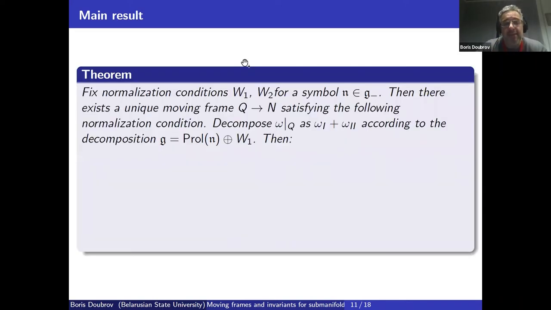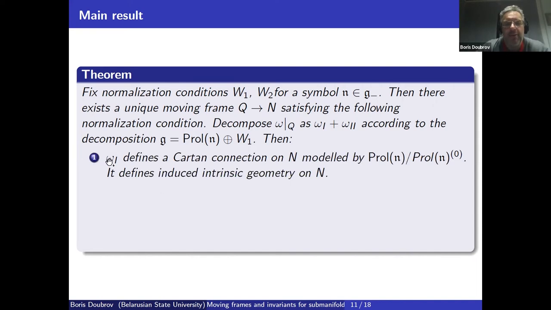So then if you fix these two normalization conditions, we do have a unique moving frame. And how do we now relate the moving frame to these two subspaces W1 and W2? To define normalization conditions, we first of all want to decompose omega into two parts according to the first normalization condition. So we are looking for a certain moving frame. I haven't yet defined what it is. But whatever moving frame we take, we can restrict omega to it. And we can always decompose omega into two parts, omega 1 and omega 2, which correspond to the decomposition of G into the prolongation of n and W1.